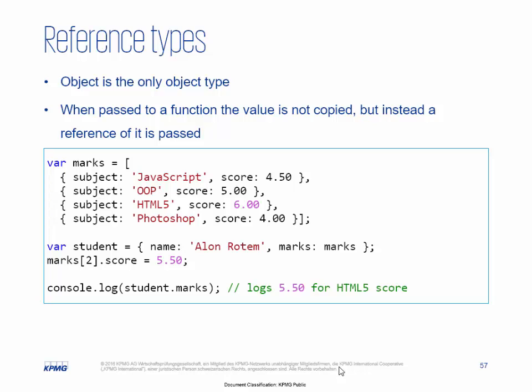Reference types are different. Like I mentioned, when you have a reference type, like an object, what you get is things are actually copied by reference. That means that one copy affects the other copy of the same value. So, for example, here we have an array called marks, and inside this array we have a collection of objects. Again, this is a JSON notation that we'll look at in a minute, and each of those has a property called subject with a string and a score, which is a number. This is a collection of 4 such objects inside the array.